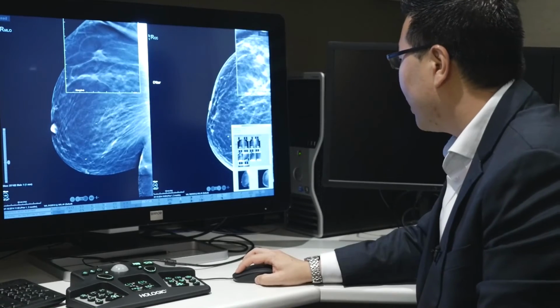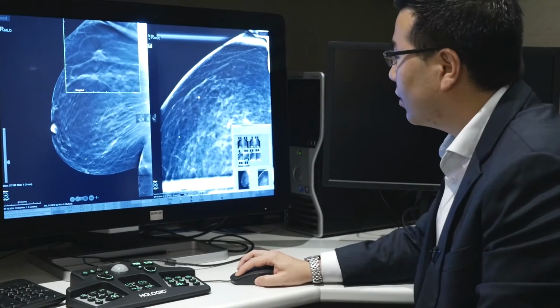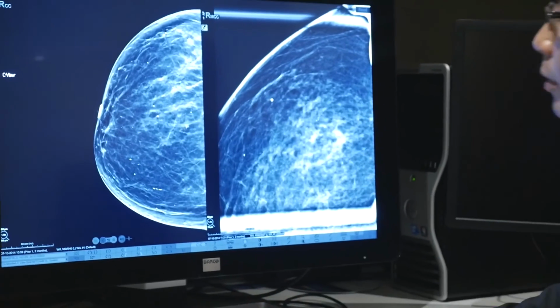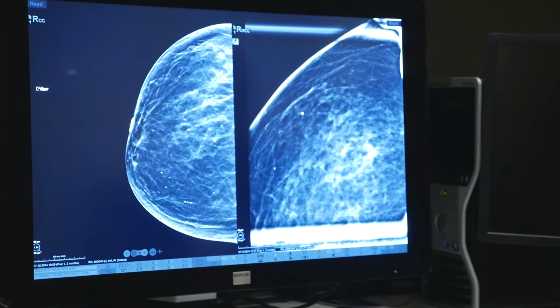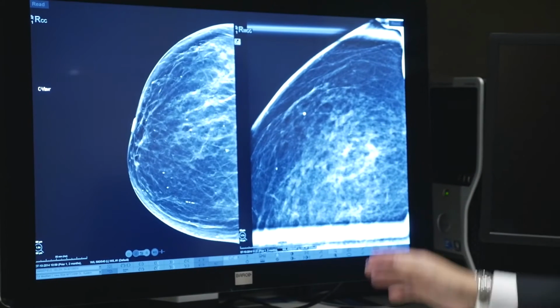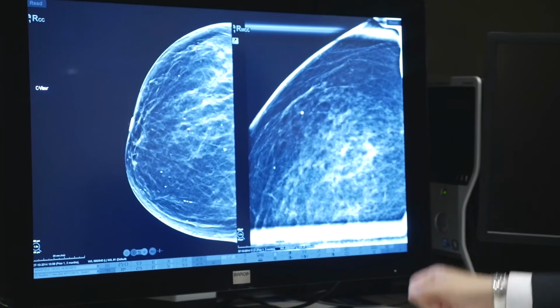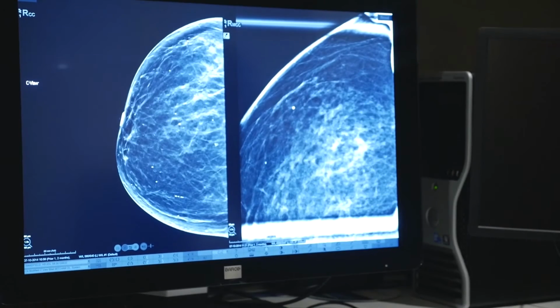So I can bring them up for comparison and compare them with our original C-view and tomosynthesis images. The image on the right here is the 2D coned magnification view. We can see the impression of a density and possibly some surrounding distortion, but it's quite obscured by the surrounding fibroglandular tissue, the normal tissue of the breast.